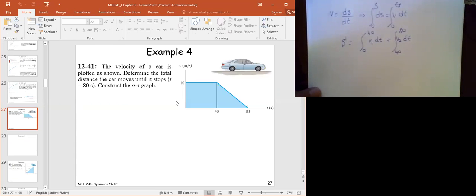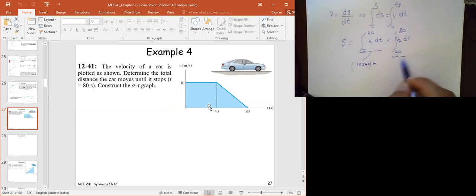But if I don't want to get into the details of obtaining the equations of the line and putting the velocity as a function of time, I can just look at the area, because I know this is equivalent to the area under the first line. What would be the area if I just use geometry? Can someone tell me? 10 times 40. Exactly, 10 times 40, and that's in meters.